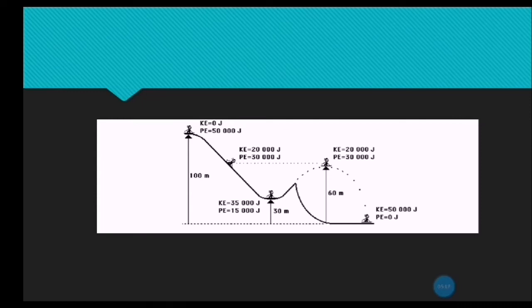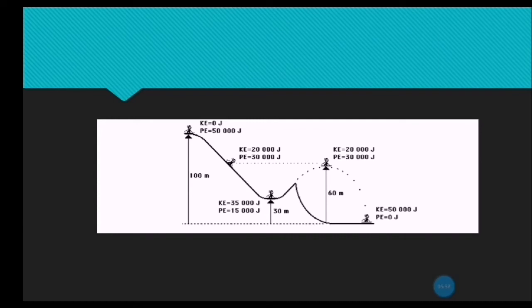And then at 30 meters, the kinetic energy is 35,000. As you can see, it's growing bigger, and the potential energy is decreasing to 15,000. And then the girl goes up again. It will get the same kinetic energy because it's exactly at the same height as the second position. And finally, when she reaches the ground, the kinetic energy is the maximum, which is 50,000 joules, and the potential energy is 0. So at any position, if you add them both, you'll get the same answer.